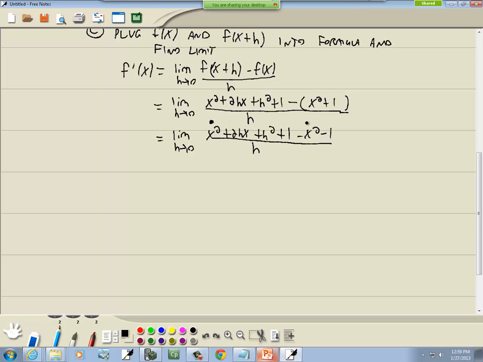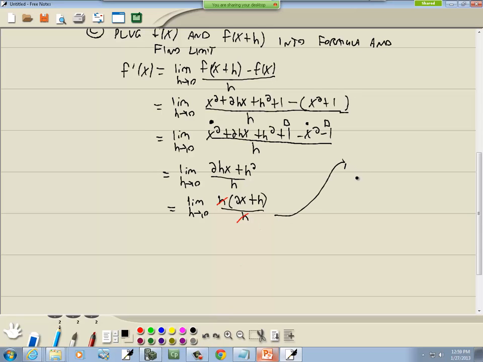Combining like terms, x squared minus x squared is going to drop away. 1 minus 1 is going to drop away. So we're left with the limit as h goes to 0 of 2hx plus h squared all over h. The top part both have an h, so I'll factor that out, and that gives us h times 2x plus h, all over h. Now since this is h times that, the h is going to cancel.